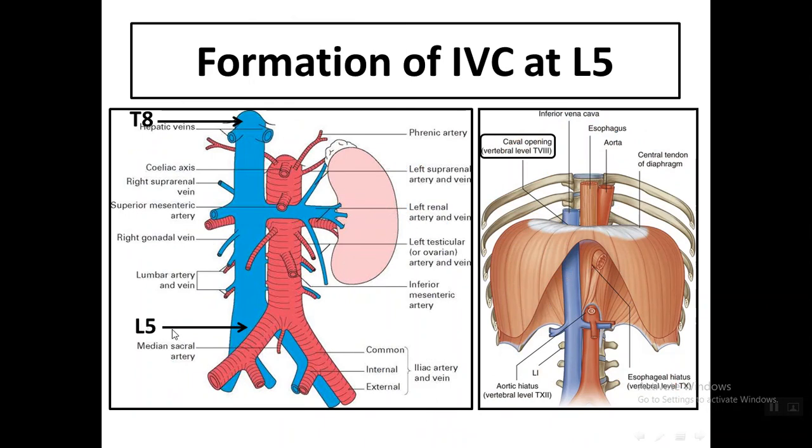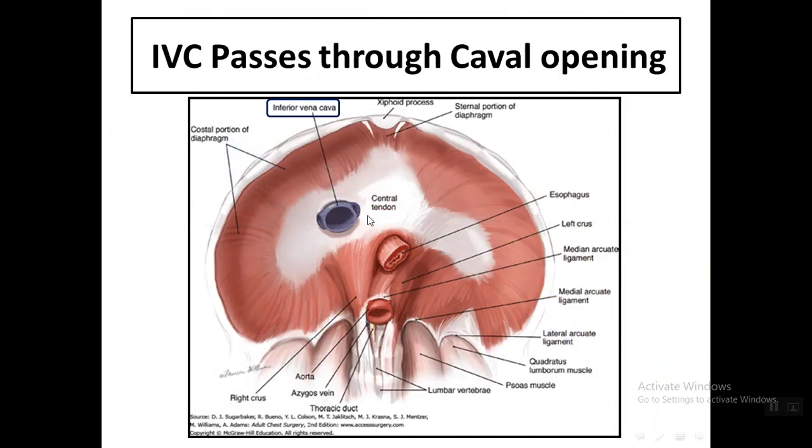After formation at the level of the 5th lumbar vertebra, it ascends on the posterior abdominal wall until it reaches the level of the 8th thoracic vertebra, T8, where it enters through the central tendon of the diaphragm to pass to the thoracic cavity. The inferior vena cava passes through the central tendon of the diaphragm through an opening called the caval opening at the level of T8.